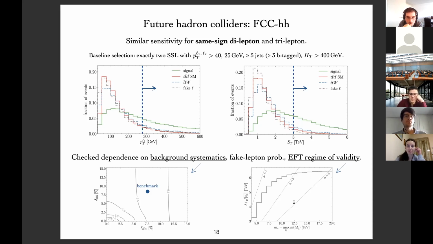Of course, this means that for smaller couplings, one would enter the regime where one is likely to produce the resonance on shell, and therefore we would have to take these events out of our EFT analysis. This is basically this plot. Okay, thanks. I hadn't seen it before, sorry. Thanks for the question.